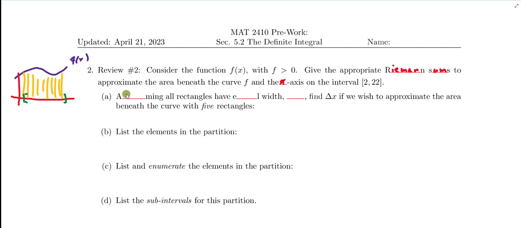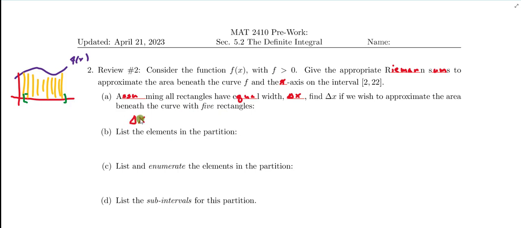So first we're told that we're going to assume all rectangles have equal width. So we can call that delta x. So assuming all rectangles have equal width, and we'll call that width delta x, we can find delta x if we want to approximate the area beneath the curve with 5 rectangles. So let's go ahead and give delta x.